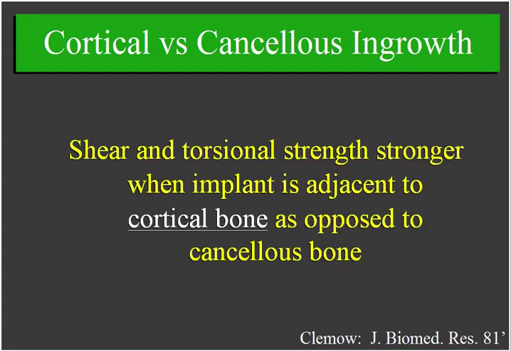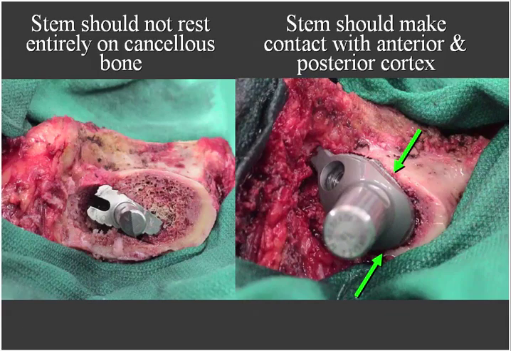So what we want to, and Clemhouse showed that the shear and torsional strength is much stronger when the implant's adjacent to cortical bone as opposed to cancellous bone. So that's why newer designs are designed to fit against the cortex, so there is that extra stabilization. So in the old days, we'd put the stems in that cancellous bone, as you see on the left. What we do now is that we want cortical contact to provide that fixation.